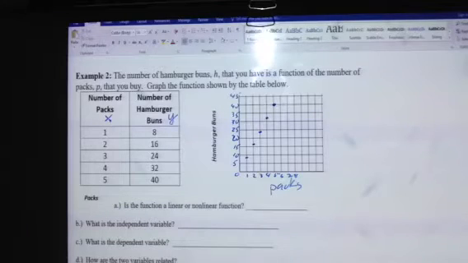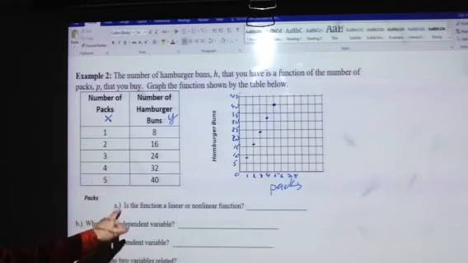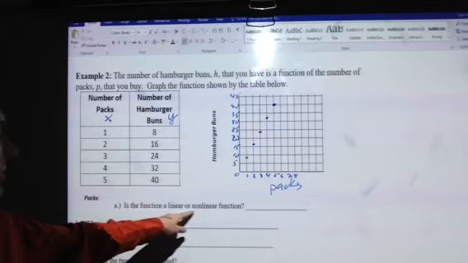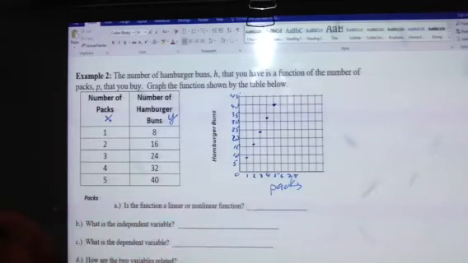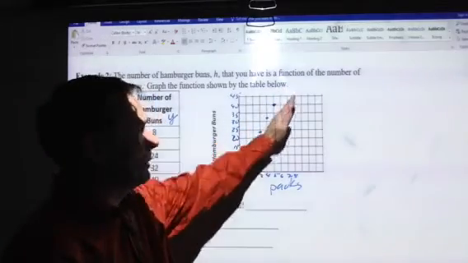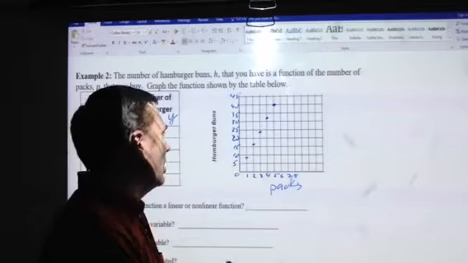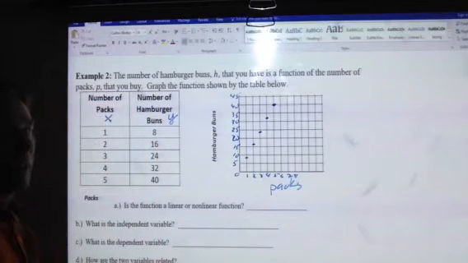Now we've plotted points before. This isn't too bad to handle. Now we have some questions to answer. First of all, is this function a linear or nonlinear function? A nonlinear function would be anything that makes a curve. So if we look at all the points, it looks like it's lining up in a line from just eyeballing it, but we can make sure it does.